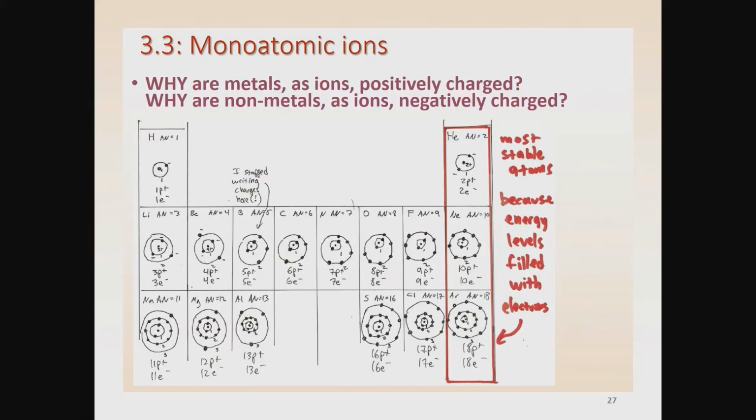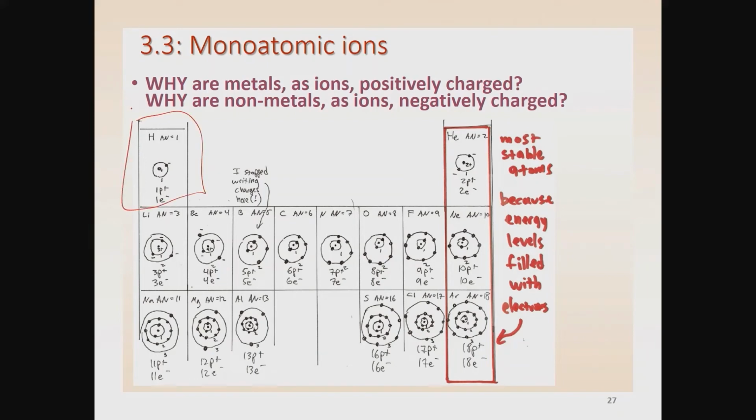Okay. So what I've done here is I've sort of drawn out an abbreviated periodic table. So let me sort of explain why is it that, say, elements in the first column are +1, and why is it elements in the next to last column are -1. So let's just focus on hydrogen here, and let's take a look at the picture.